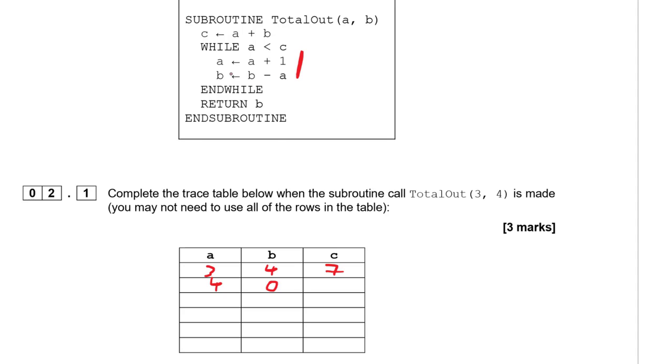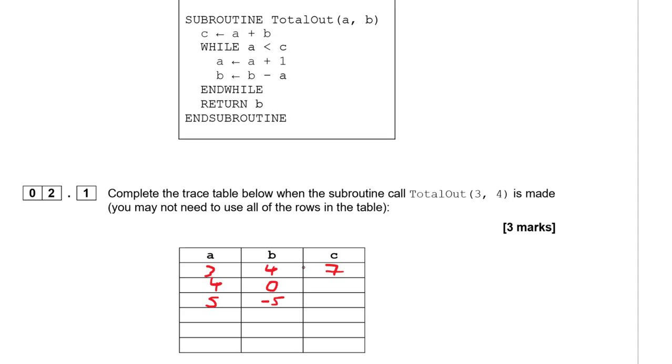People get a little bit hung up about where they leave gaps in trace tables. It actually doesn't really matter as long as it makes sense to you. Trace tables fundamentally are there for testing, really. So that's the first iteration of that while loop, but a is still less than c, so we need to keep going because 4 is still less than 7. So a equals a plus 1, so 5 is now the value for a, and b is going to be b minus a, so 0 minus 5 is minus 5.